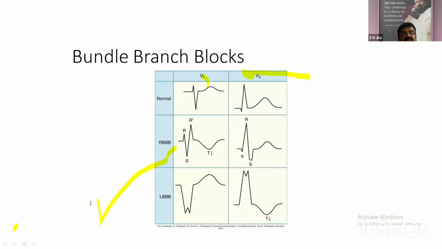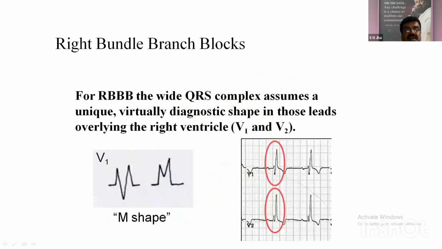Got my point? And what will happen in LBBB? LBBB, it will look at the heart from the left side. So in LBBB, what we'll see? M pattern in V5, V6, and downward M will be in the V1. So in RBBB, RSR dash pattern in V1 and in LBBB, M pattern in V5, V6. For RBBB, the wide QRS complex assumes a unique, virtually diagnostic shape in those leads overlying the right ventricle, that is V1 and V2.